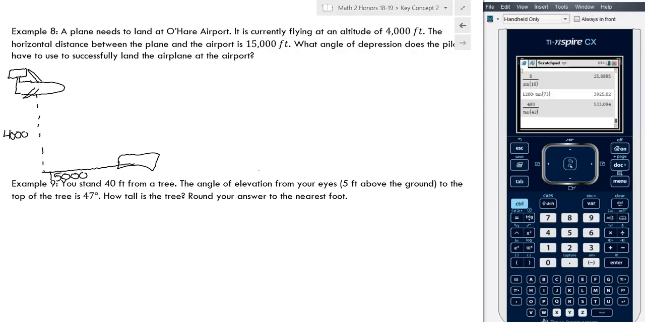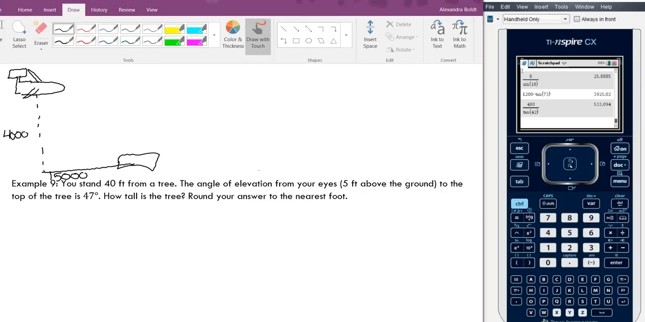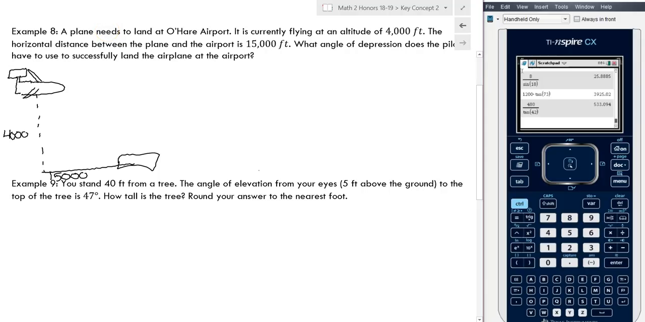What angle of depression does the pilot have to use to successfully land at the airport? So now I'm going to look at my angle of depression. Again, angle of depression is his line of sight to the airport, but it's coming from this horizontal one. That's the angle that I'm looking for. Remember, we can create this box, and this is 15,000, and this is also 4,000.